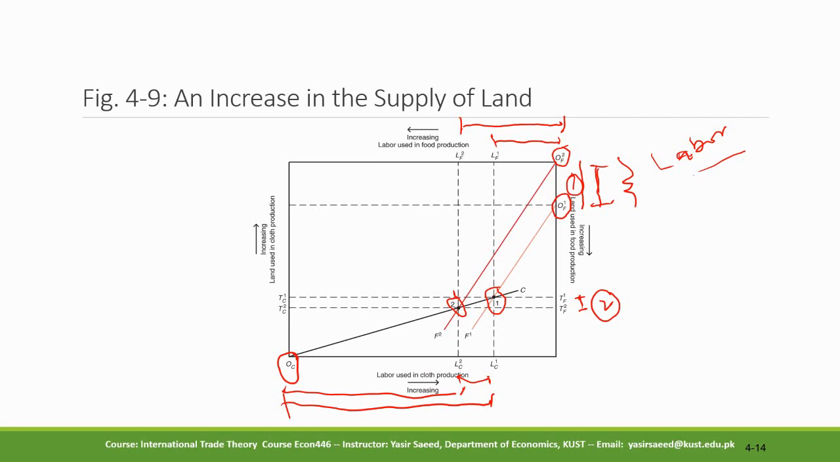And this is an increase in the labor, but at the same time this is a decrease in labor for the cloth sector. So this is the impact of change in factor of production.